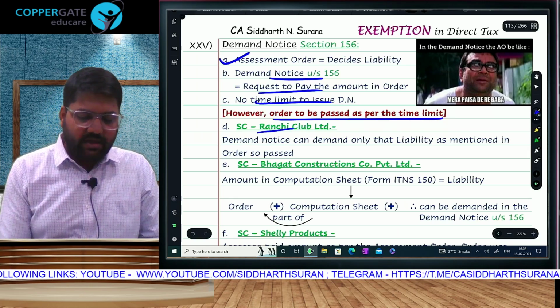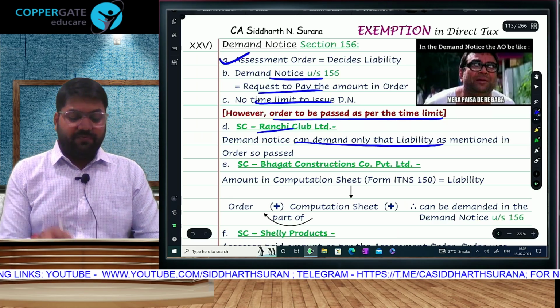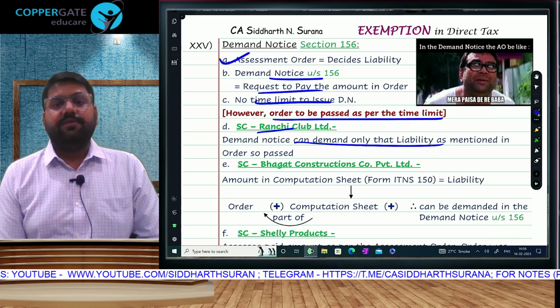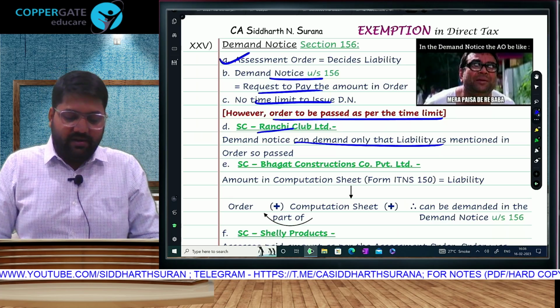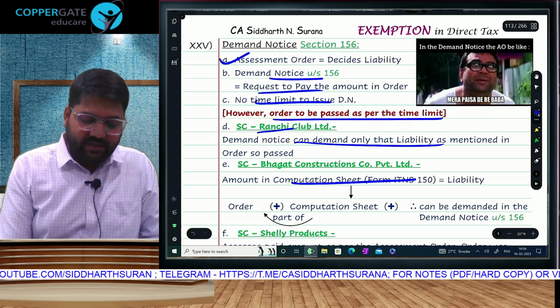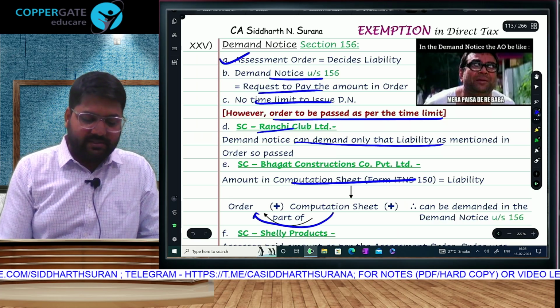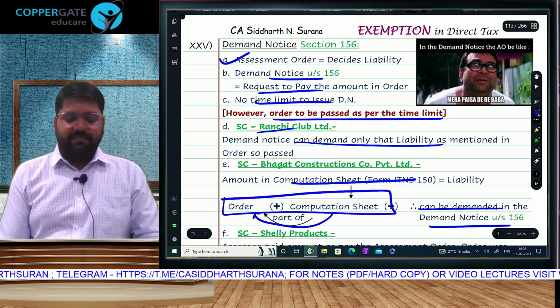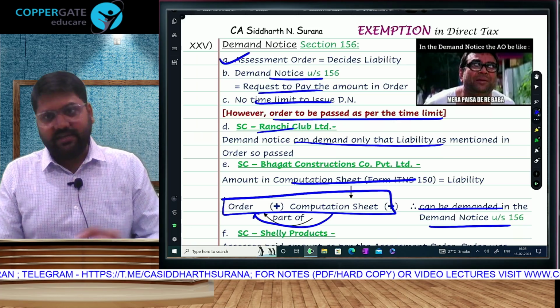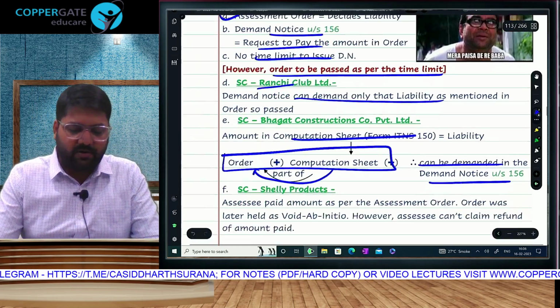First, Ranchi Club: a demand notice can demand only that amount which was there in the assessment order. A demand notice cannot increase your liability, it can only demand. And second, if there is any computation sheet, it will be treated as a part of the order. So, the computation sheet is a part of the order and therefore it can be demanded in the demand notice. It is like a working note. A working note should form a part of your answer.